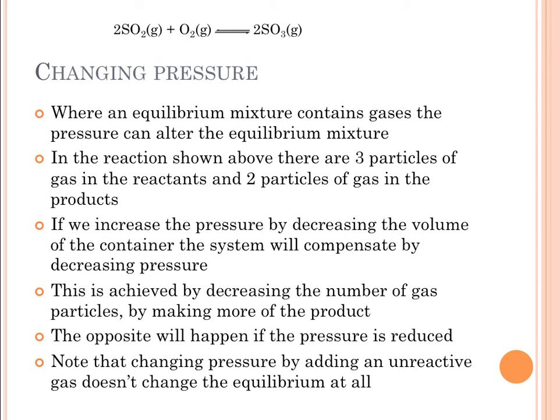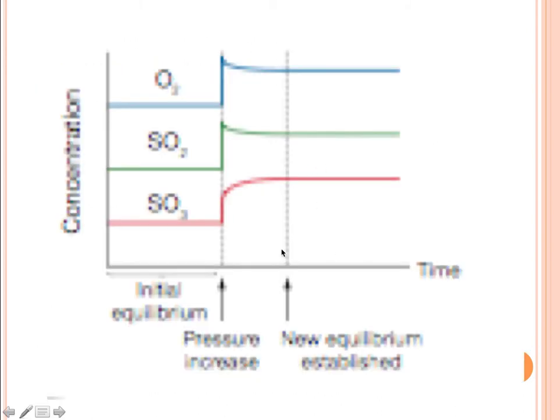How do we decrease the pressure? By decreasing the number of gas particles. So we look at the total number of gas particles. On the left here, we've got 3, 2 plus 1. On the right, we've got 2. So if we increase the pressure on this equilibrium system, it would go to the right because that's got fewer gas particles. If there were other things in this equilibrium that were not gases, they would be irrelevant when we're looking at this.